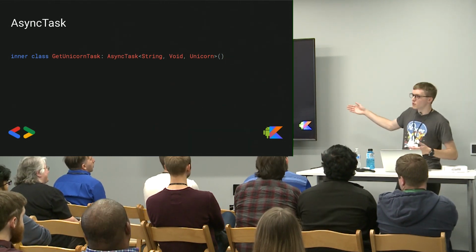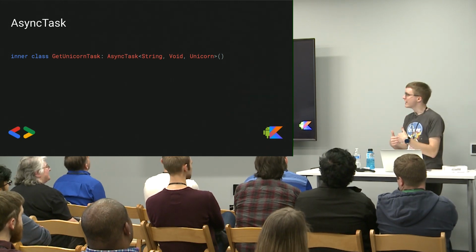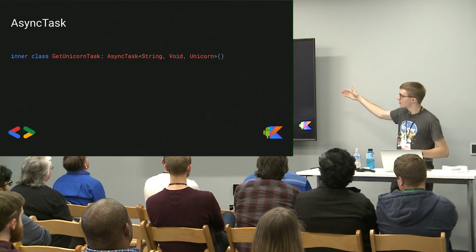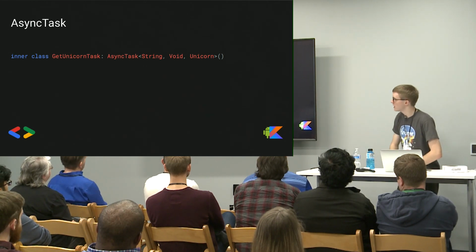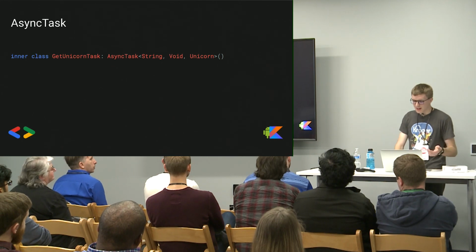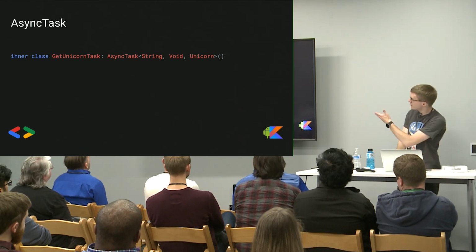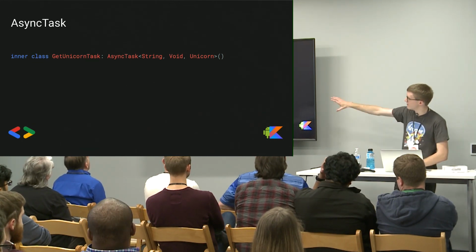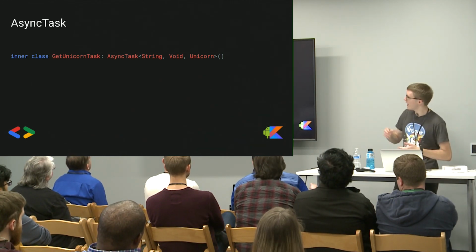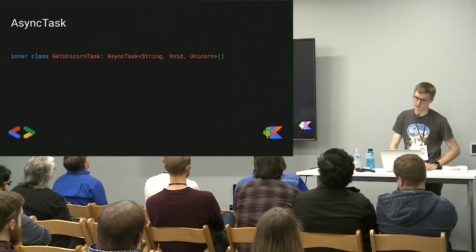But let's say you want to get a unicorn and then display it in your activity or fragment or whatever. You're going to define your inner class, your async task, inside of your activity. The way we're going to do this is the string is going to be the name of the unicorn you want to get, and then you return a type of unicorn.